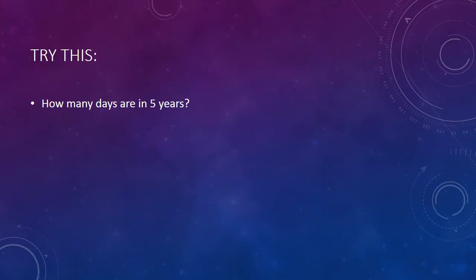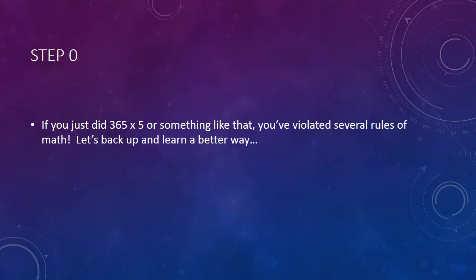So if I give you a problem like how many days are in 5 years, lots of you will probably get out a phone or calculator and you'll just type in some numbers real quick and maybe shout out an answer. So you may get the right number. You probably did 365 times 5, but in the process you violated several rules of math. And so we're going to back up here and do this problem in a much longer, more explicit way that will help you to break down the other problems that you encounter in the future that could be much more complicated.